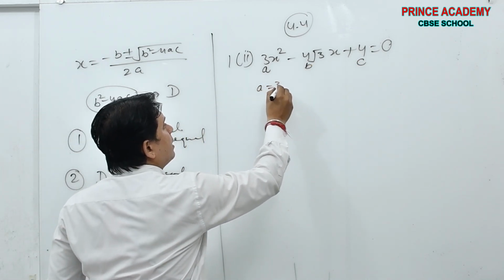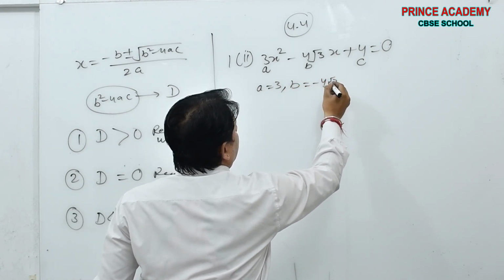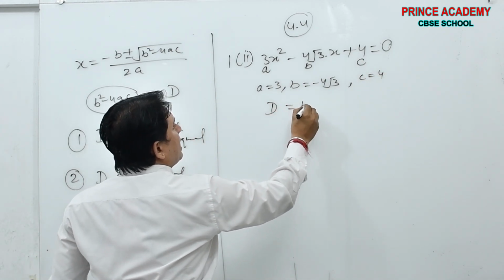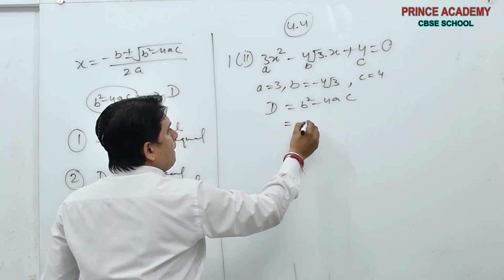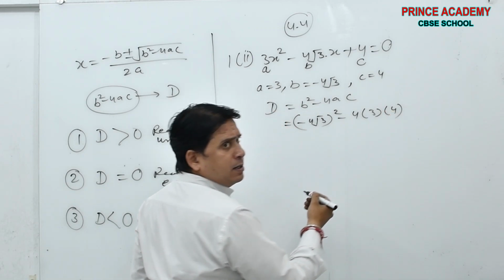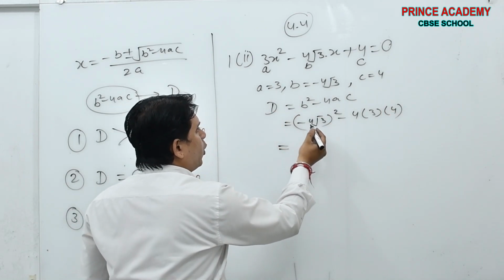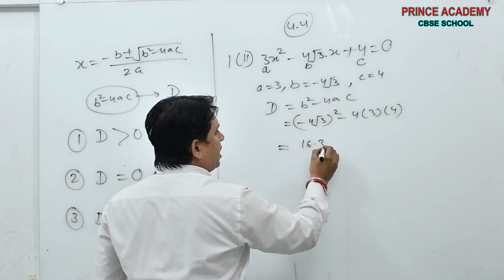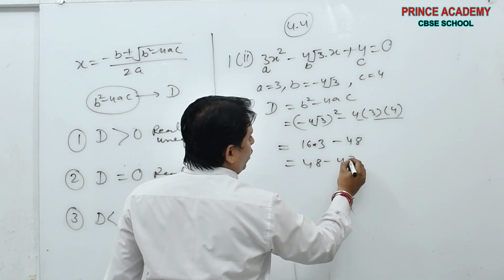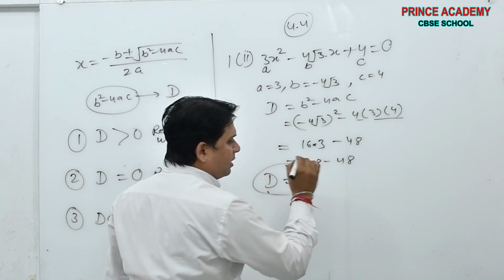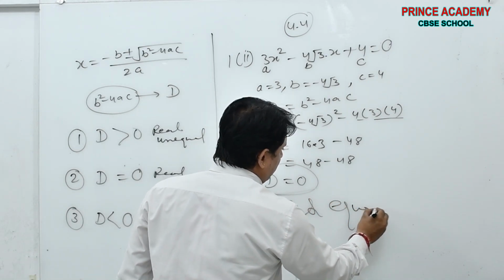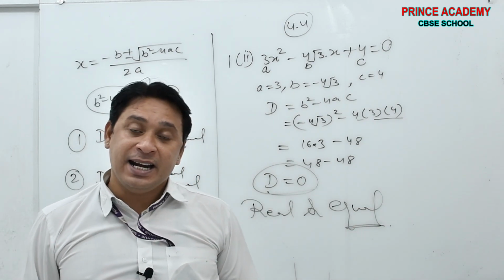A is 3, B is minus 4 root 3 times x, and C is 4. D will be B square minus 4AC. B square minus 4AC, done. Minus 4 root 3 whole square is 16 into 3, that is 48, minus 4 times 3 times 4 is 48. So 48 minus 48, D is equal to 0. What does it mean? Roots are real and equal.